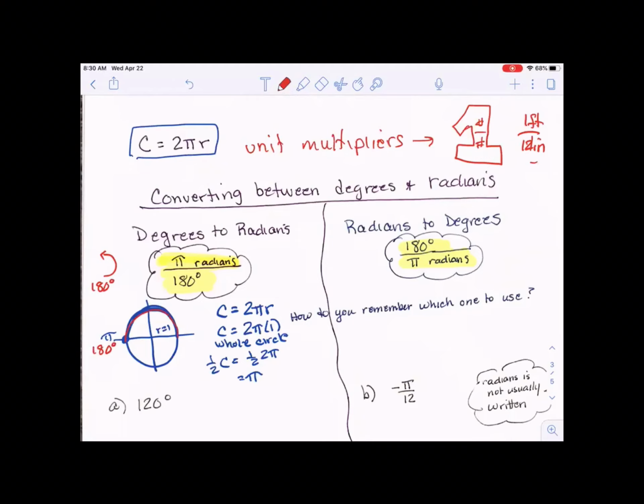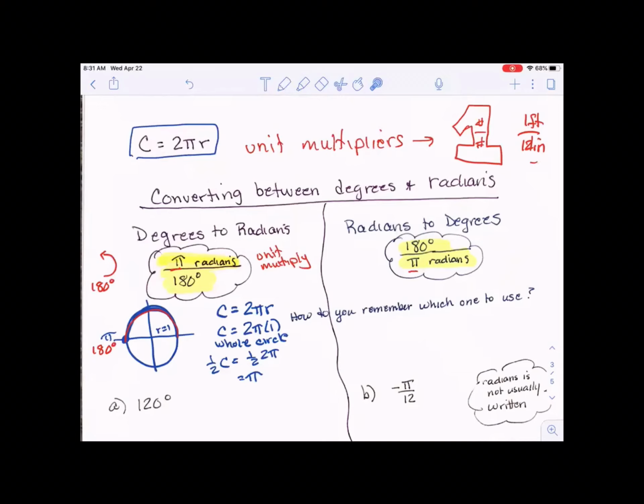Those two values get me to the same point on that circle, so we can use those two values in our unit multiplier, and then we get to pick which way we want to use it, with the pi on the top of the fraction or with the pi on the bottom. So really, you just have to remember one thing. If you're converting between degrees and radians, you're going to be using either 180 over pi or pi over 180. And then you've got to figure out which one you need to use.